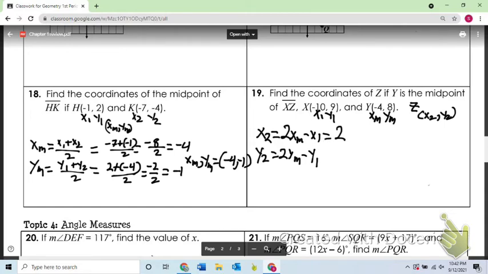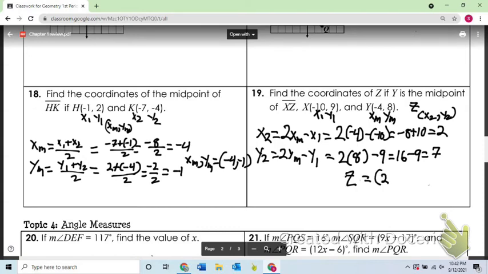So x sub m is negative 4 minus x sub 1, negative 10. That gives me negative 8 plus 10, or 2. Y sub 2 is going to equal 2 times y sub m, which is 2 times 8, minus y sub 1, which is 9. So we have 2 times 8, 16, minus 9, 7. We then have point z is 2, 7.